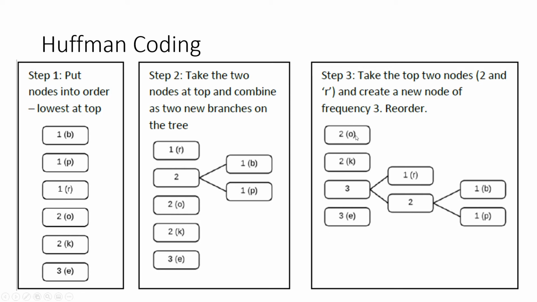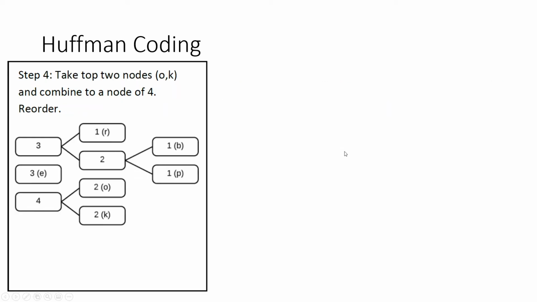What we do, we look at the top 2, and we combine them again. So we're now going to have a 4 with 2O and 2K off it. Then reorder by frequency, so we've got the 3, the 3E, and the 4.